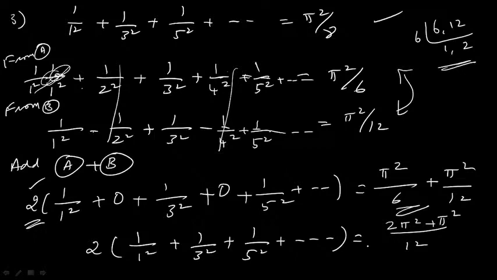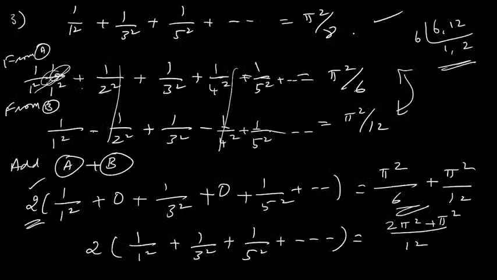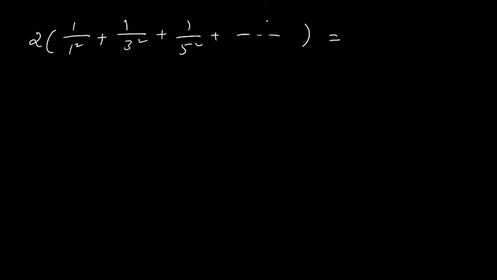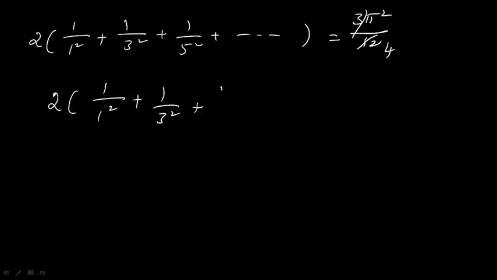So now twice 1 by 1 square plus 1 by 3 square plus 1 by 5 square plus etc. is equal to, here you have 2 pi square plus pi square is 3 pi square divided by 12. That is 3 pi square divided by 12, which is nothing but, 4 threes are 12, isn't it? So 2 times 1 by 1 square plus 1 by 3 square plus 1 by 5 square plus etc. is equal to pi square divided by 4.